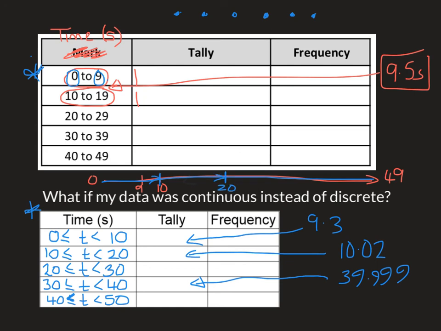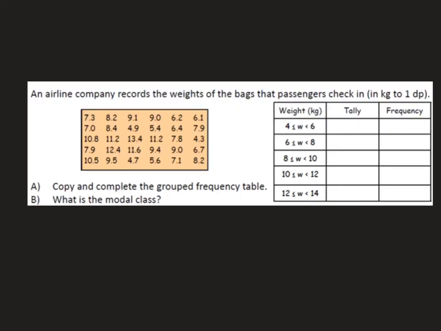So let's have a look at a question. This is the first question on that worksheet that I've given you. An airline company records the weights of the bags that passengers check in, in kilograms to one decimal place. So copy and complete this. Hopefully you've printed it. If not, just copy the table out and fill it in. Let's just get started.